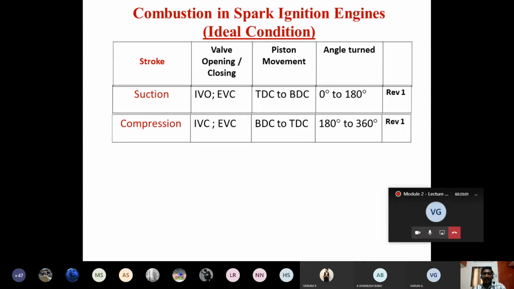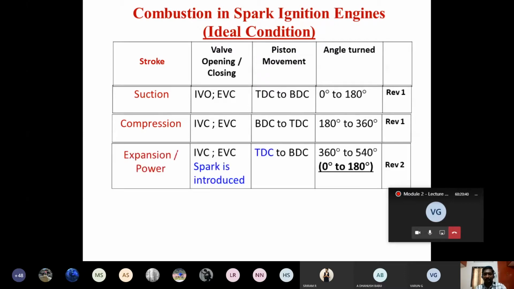The charge, the air-fuel mixture that is present inside the combustion chamber, or inside the engine cylinder, is subjected to compression, right? The piston moves from BDC to TDC, so the volume of the engine cylinder is going to decrease. So whatever air-fuel mixture is present inside is going to get compressed. So pressure increases, temperature also increases. At the end of the second stroke, that is the compression stroke, the crank angle turned is going to be 180 to 360 degrees. When 360 degrees is completed, that means revolution 1 is complete. The first revolution of the crankshaft is complete. Still we have 2 more strokes to complete the cycle of operation.